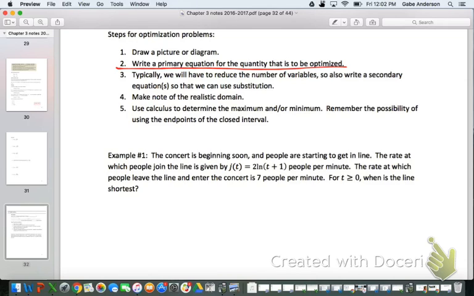So this can get a little confusing at times. And so let me just give you some examples, some thoughts here. Like in example 1, remember from yesterday, we are trying to find when the line is shortest. So we're trying to minimize the line. And so it might be handy to write an equation for the length of the line, or at least some kind of an expression for the length of the line. If I'm trying to minimize the length of the line, and I've got that equation, what am I going to have to do to that equation for the length of the line?